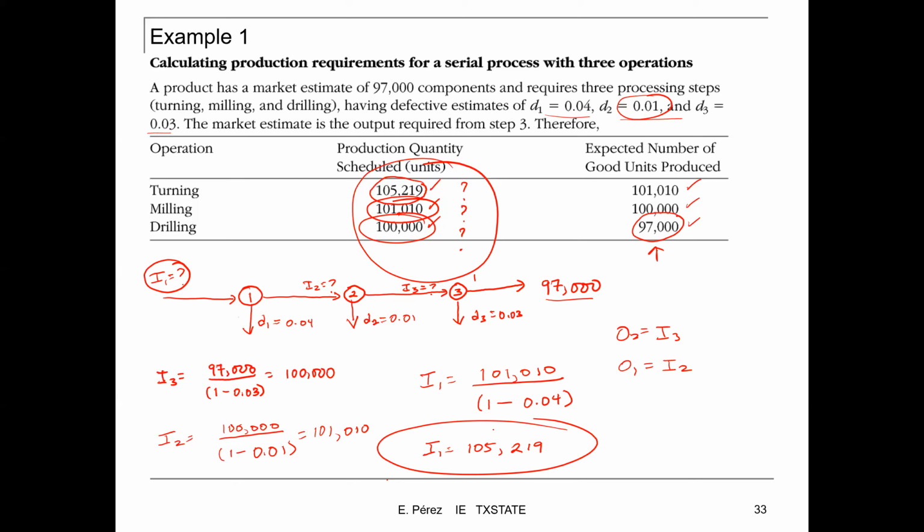And that's the solution. For this particular process, to get the 97,000 units that I need for moving to the next process or to supply to my customers, knowing that I have these different levels of defective rates through the operation, I need to start with 105,219 units in order to get this 97,000.